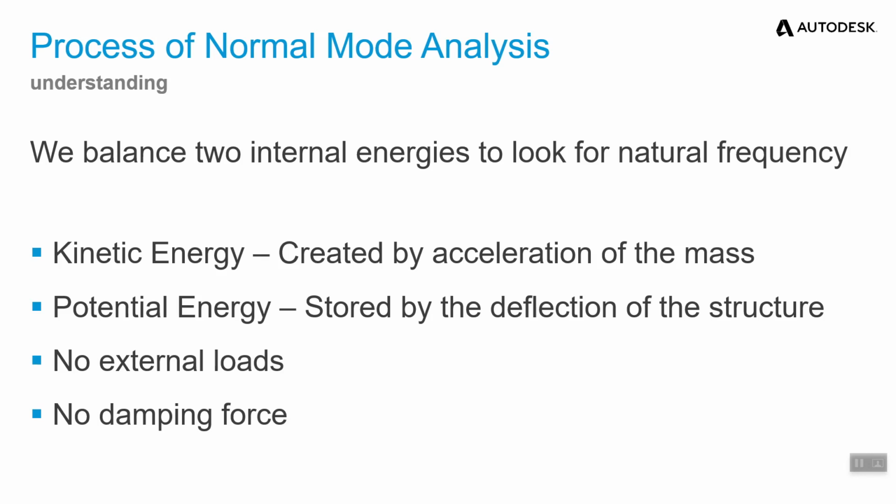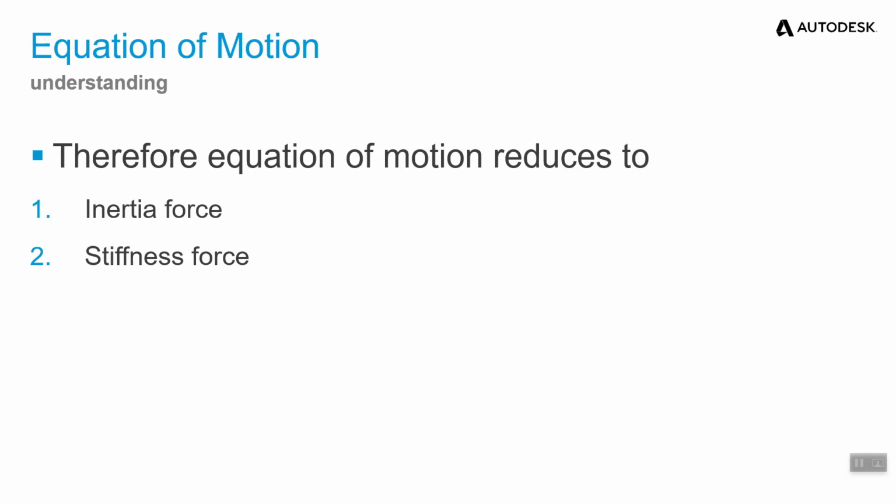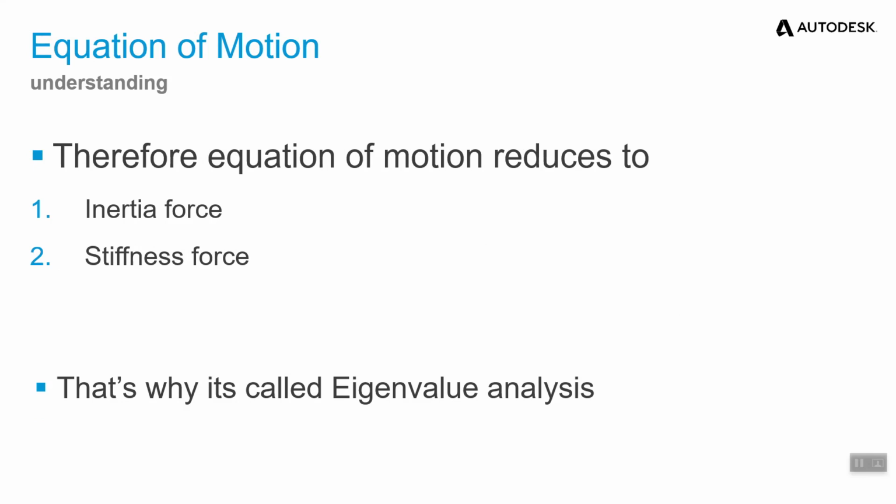The equation of motion has all these: inertia, damping and stiffness equal to the external or applied loads. Calculating a damping force is a more tedious process. So in normal mode analysis, they assume external loads and damping force to be zero. Therefore, the equation of motion reduces to inertia and stiffness force. So that's why it's called eigenvalue analysis.